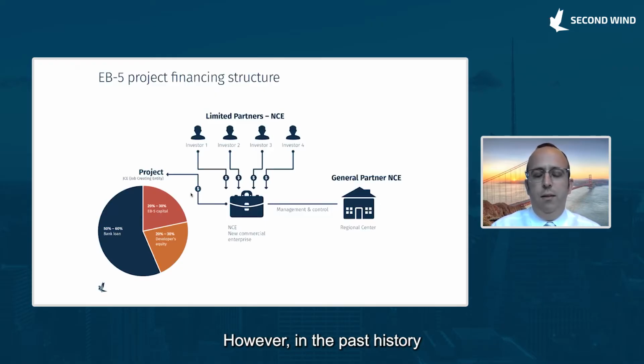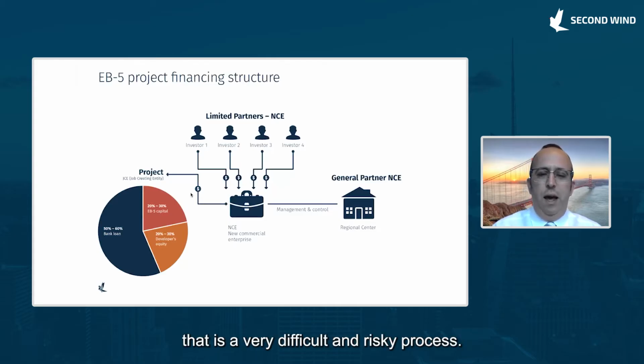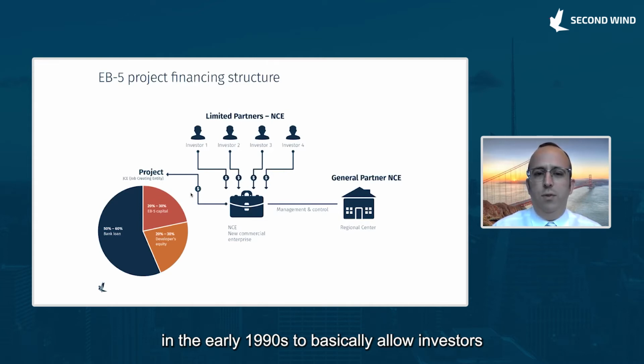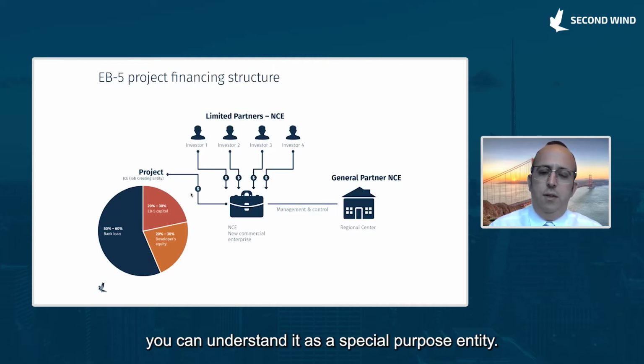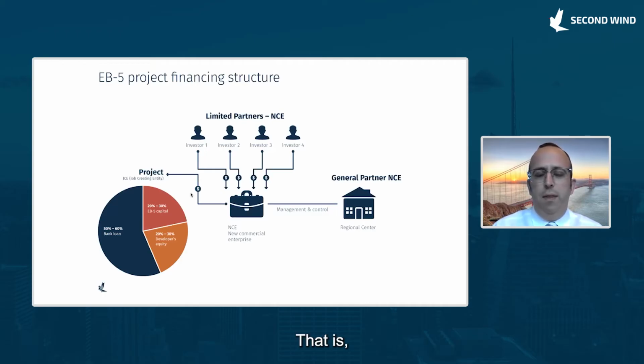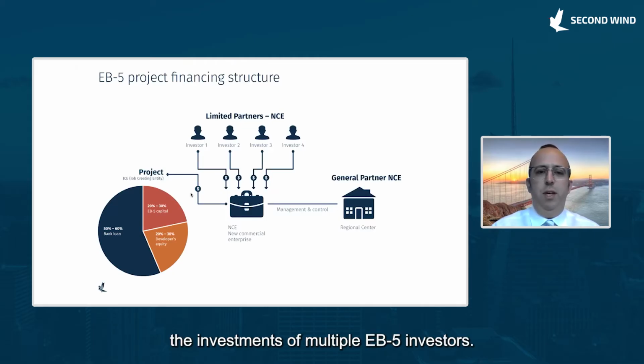However, in the past history of EB-5, most EB-5 investors have found that that is a very difficult and risky process. Therefore, the Regional Center program came about in the early 1990s to basically allow investors to become passive partners in what's called a new commercial enterprise. You can understand it as a special purpose entity that is created specifically to pool the investments of multiple EB-5 investors.